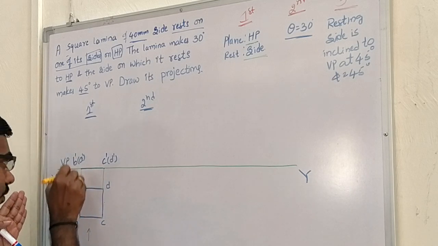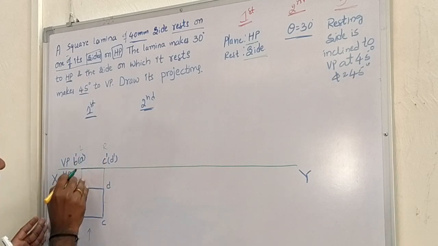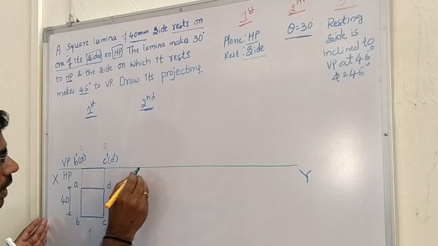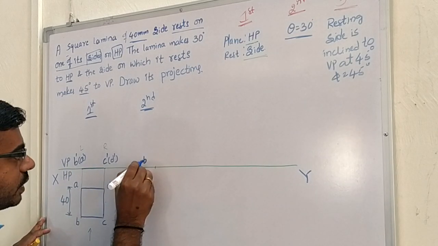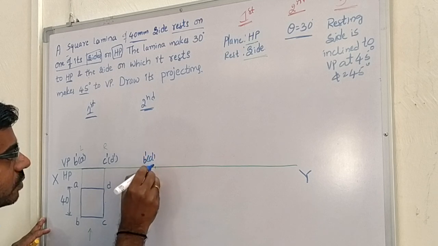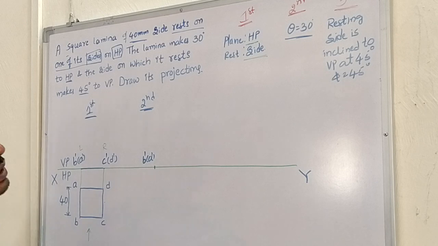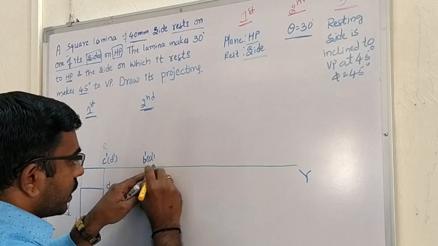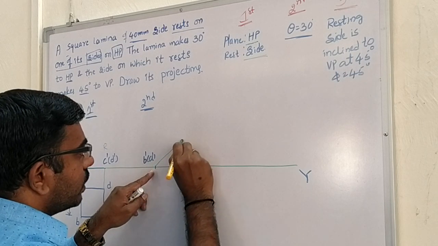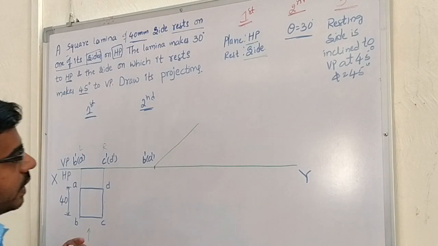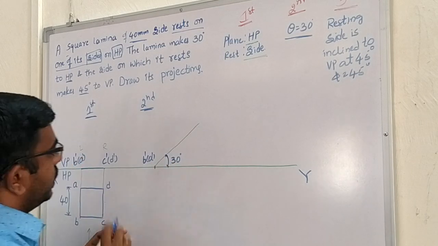Our left side is this. This is the left and this is the right. Which side do you consider? Our left side is the resting point. Mark that point first on the XY line. What is the name? b dash, bracket a dash. Mark this point, on the left side. Then how many degrees? 30 degree. Keep the protractor here. Take 30 degree with respect to this XY line and draw the 30 degree line. This angle is 30 degree.